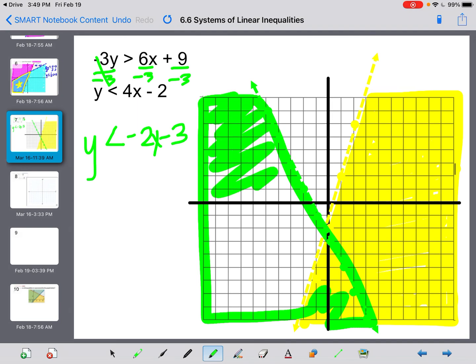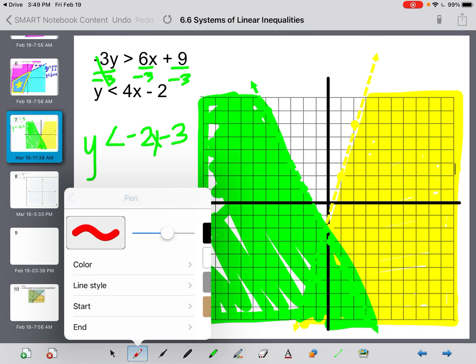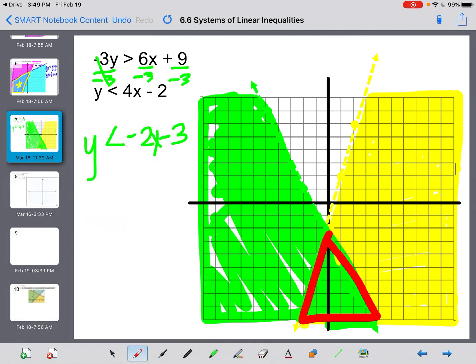Okay, that one's not showing our overlap quite as well, but we can see, because we know where we shaded for the yellow, that our overlapped section is right down here. Those would be our solutions.